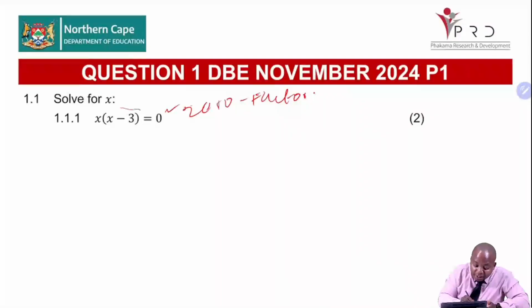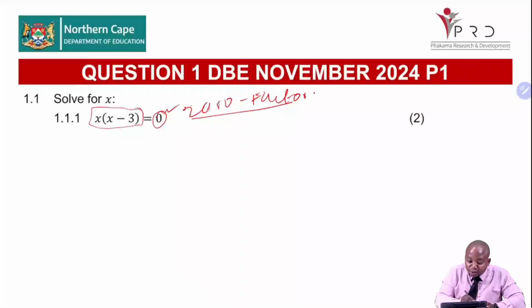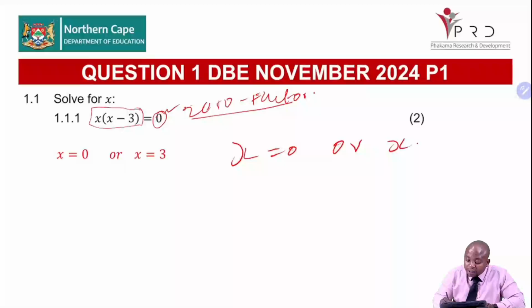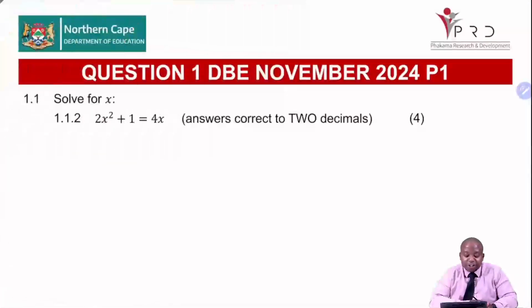I can see that the equation is already factorized for me, but if it is not factorized, I need to start by factorizing there. So standard form, I factorize. After factorizing, I will be equating to 0 in this case. That's why it's a zero factor law. Then I can proceed and apply the zero factor law to say x is equals to 0, or x minus 3 is equals to 0. Then I can just simplify this side, and x equals positive 3. So x equals 0 or x equals 3. So that is 2 marks that you're going to get there for each.